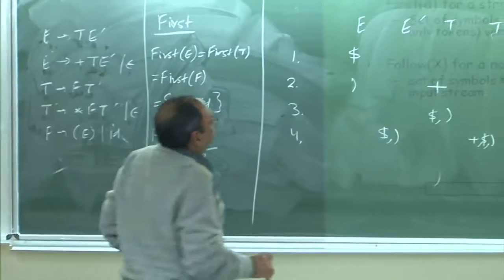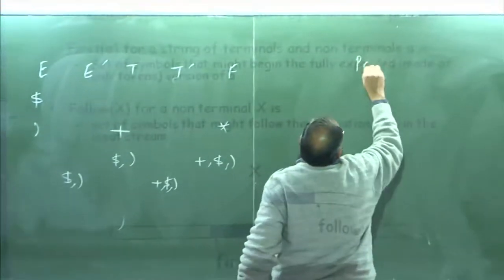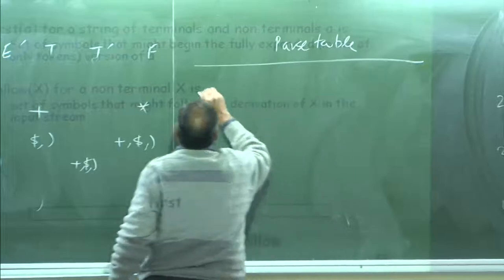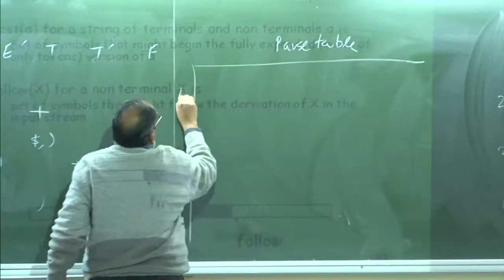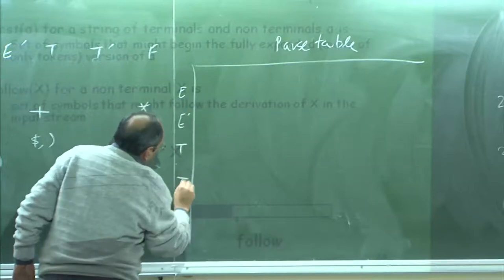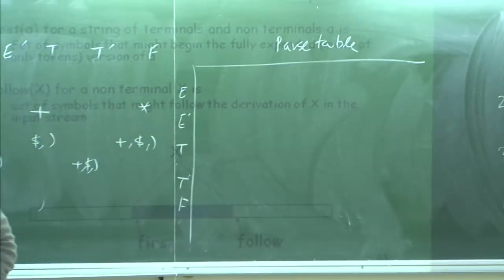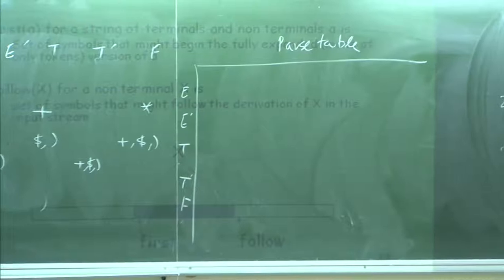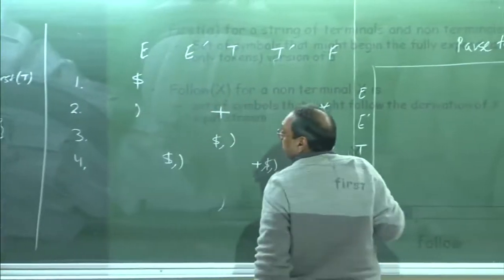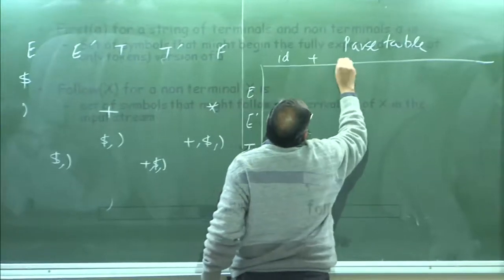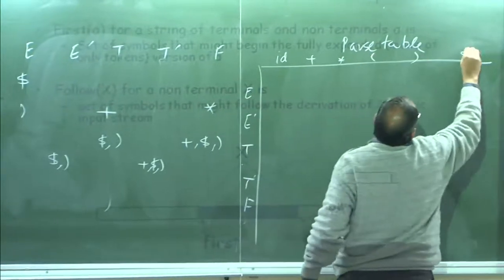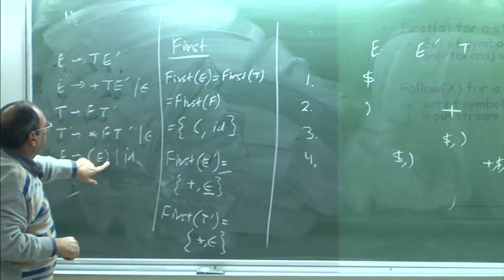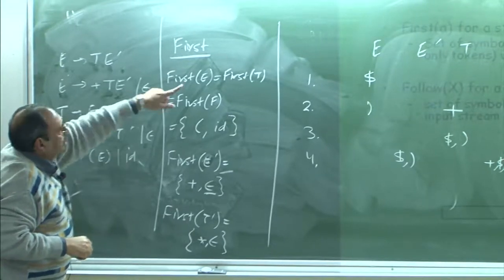Now let me simultaneously start making the parse table. Remember that it was indexed by the symbols E, E prime, T, T prime, and F, which were my non-terminal symbols. And then it was also indexed by all the terminal symbols. So what are my terminal symbols? In this case they are plus, star, left parenthesis, right parenthesis, ID, and then dollar, which is something I have introduced.